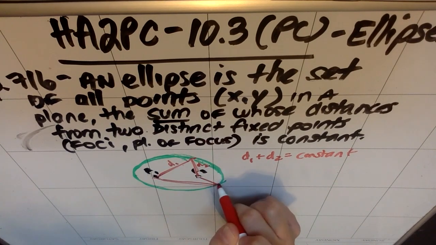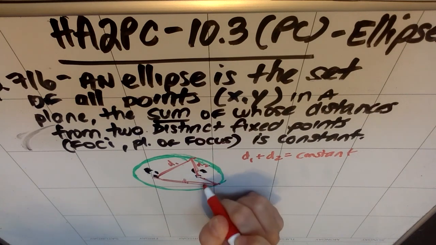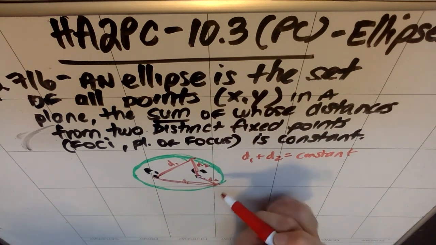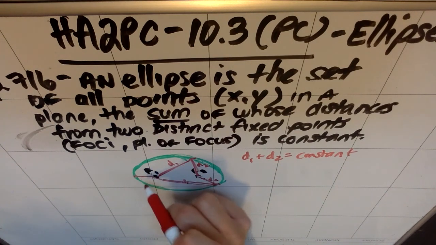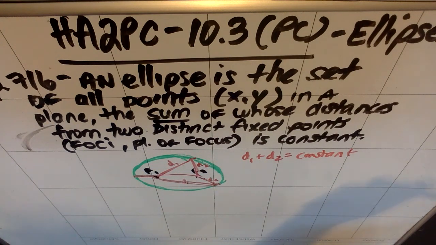So even though this D1 and D2 are different, if I add them, it's still going to give me the same constant. And here, you might say, oh, but on these ends where it's really close, well, that's because this distance is really short, but this distance would be really long. And so they're going to add up to some constant. That's what an ellipse looks like.